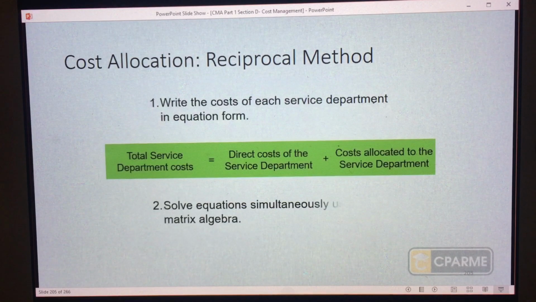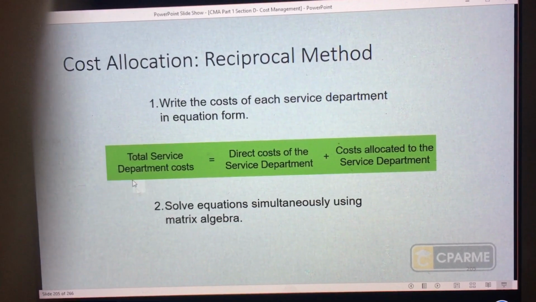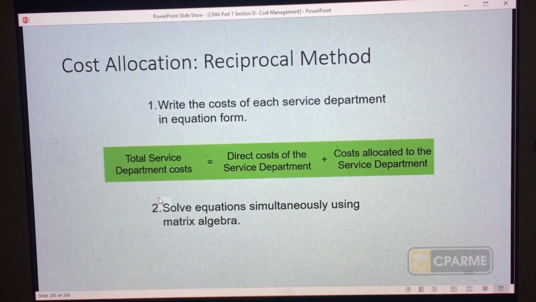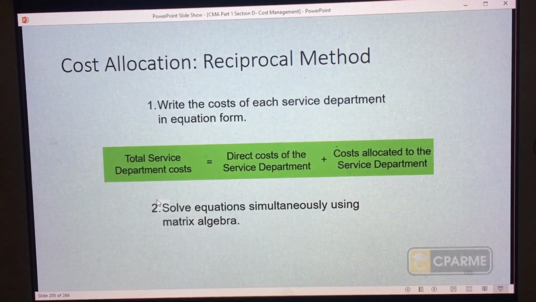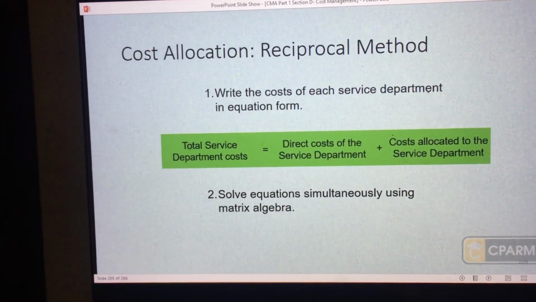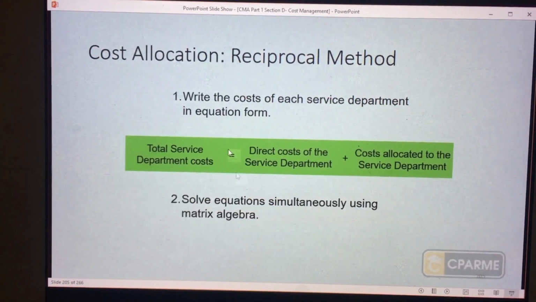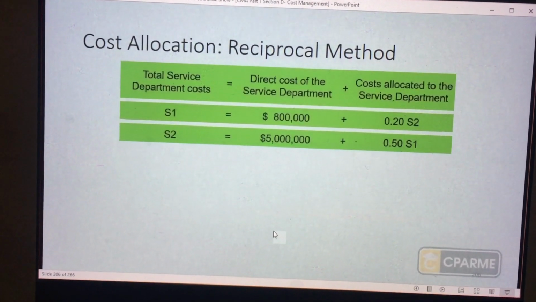So how do you do the reciprocal method? You write the cost of each service department in equation form, where your total service department cost will be equivalent to your direct cost of the service department plus the costs that will be allocated to you. So your own cost, and then costs allocated to you. Of course, we're going to solve your equations simultaneously.